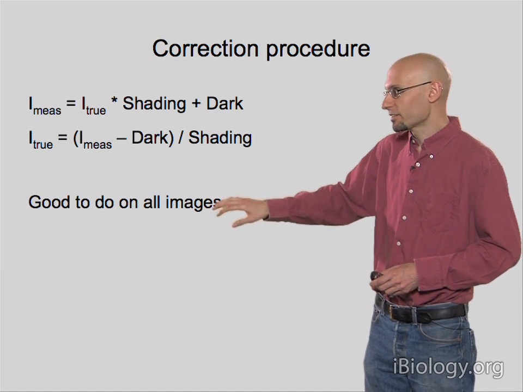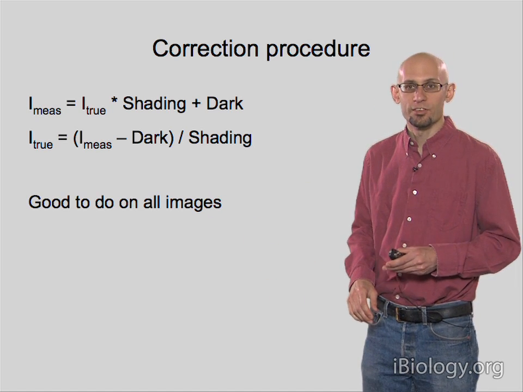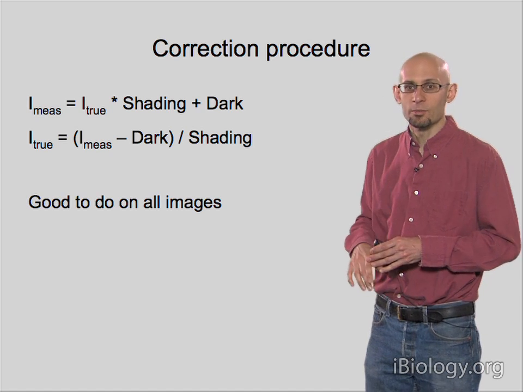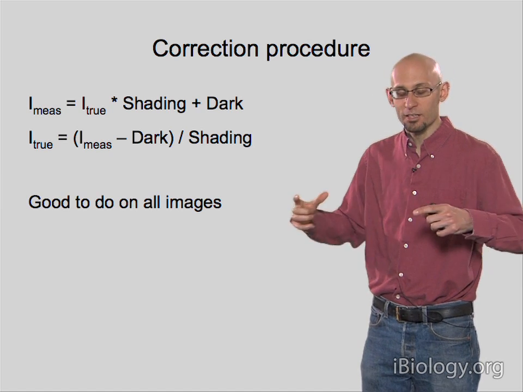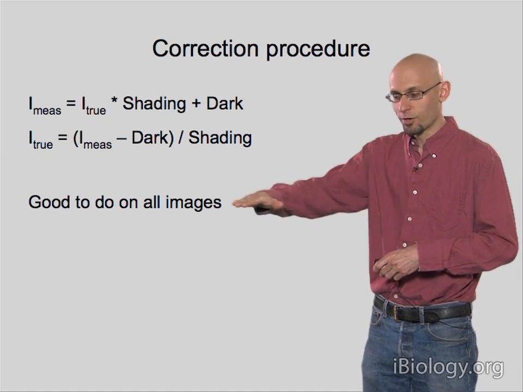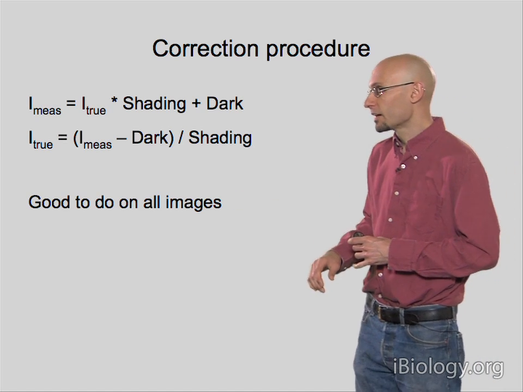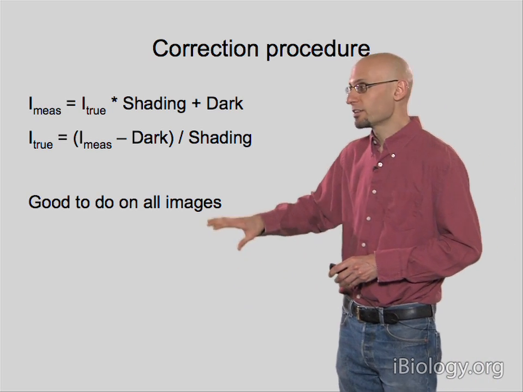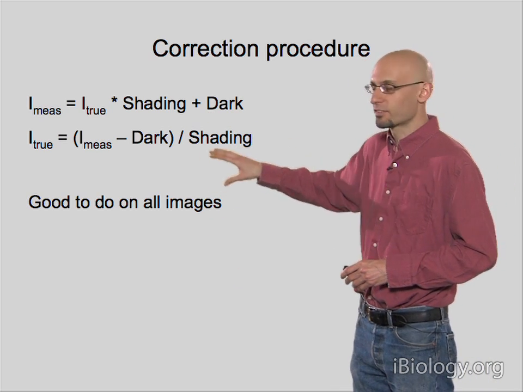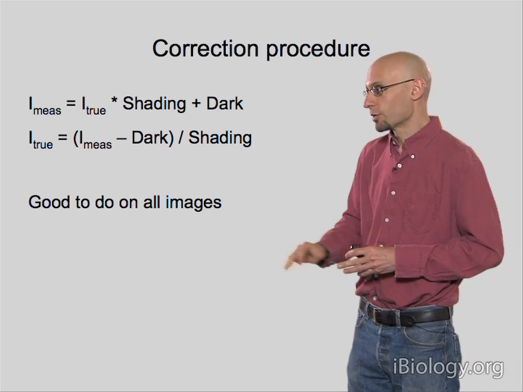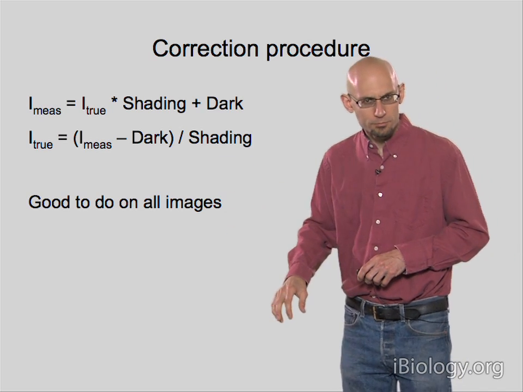And in general, this is something you probably want to do on your images if you're trying to do very quantitative imaging, or if you're doing things like image stitching or tiled images where you want to make sure that they don't have any checkerboarding and they have a very uniform intensity across the field of view. But in general, this is a good procedure to do. And almost any software package should be able to do this kind of simple image math where you're subtracting one image from another image or dividing one image by another image.